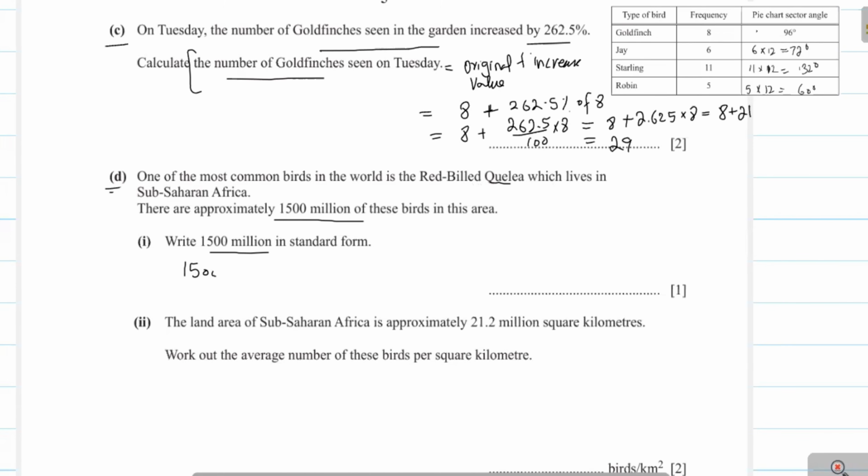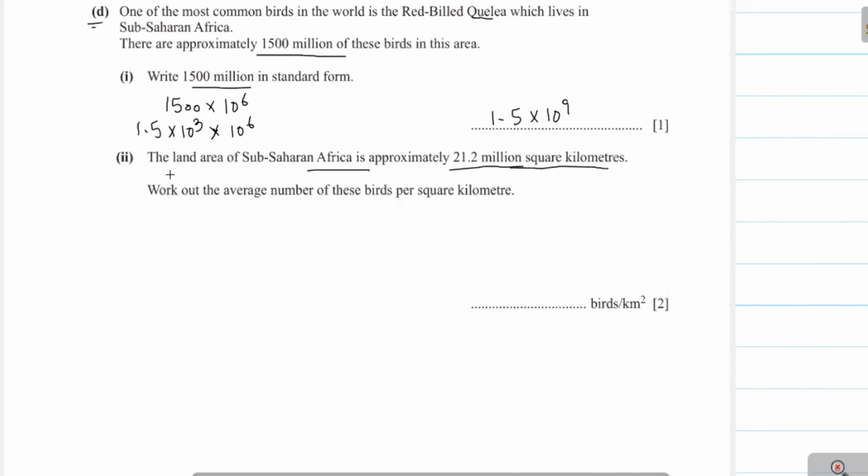We can write 1500 multiplied by 10 power 6, and 1500 we can write as 1.5 into 10 power 3, multiplied by 10 power 6. That will be equal to 1.5 into 10 power 9. This is the answer. Part second, the land area of sub-Saharan Africa is approximately 22.2 million square kilometers. Work out the average number of these birds per square kilometer.